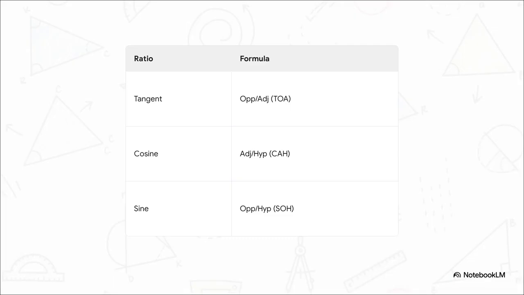So let's break down exactly what SOH, CAH, and TOA actually stand for. They're simply predictable relationships between the sides of the triangle. So SOH, that means the sine ratio is the opposite side over the hypotenuse. CAH means the cosine ratio is adjacent over hypotenuse. And TOA means the tangent ratio is the opposite side over the adjacent side. It's just a simple, perfect system for solving these spatial mysteries.